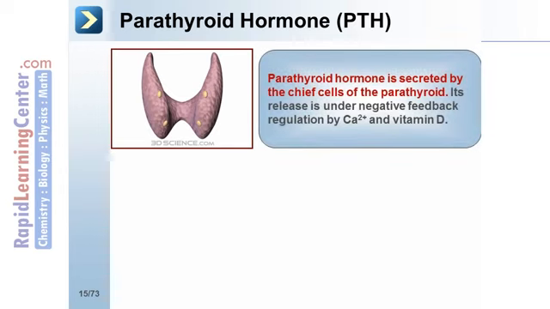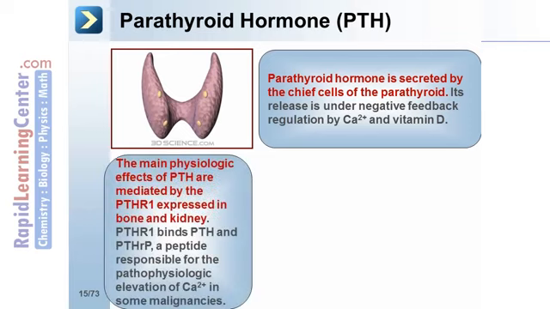Parathyroid hormone is secreted by the chief cells of the parathyroid. Its release is under negative feedback regulation by calcium and vitamin D. The main physiologic effects of PTH are mediated by the PTHR1 expressed in bone and kidney. PTHR1 binds PTH and PTHrP, a peptide responsible for the pathophysiologic elevation of calcium in malignancies.